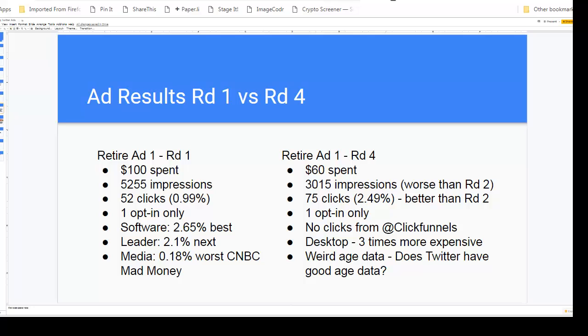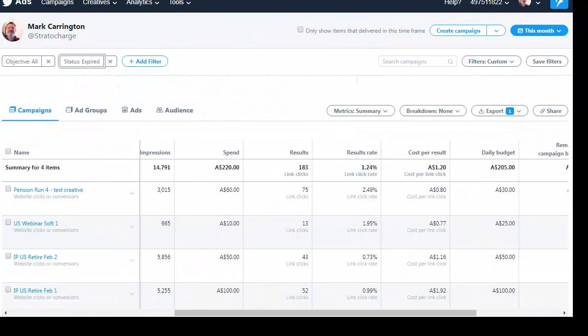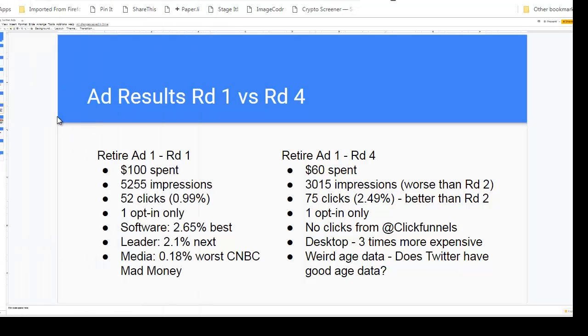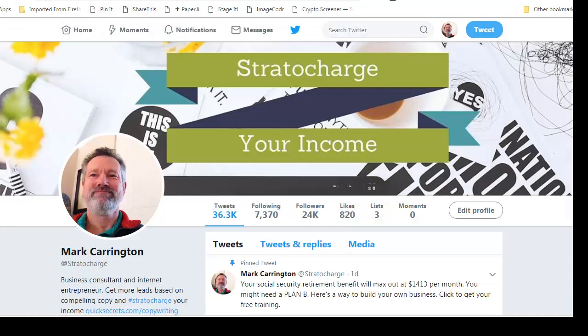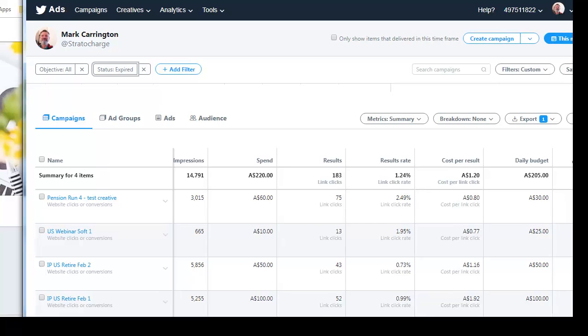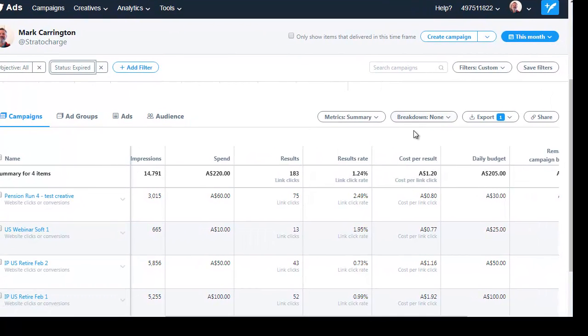And while we're here, I'm just going to bring up the summary of where I am. This is from the Twitter ads. I'm going to show you how to get there. There's my Twitter profile. Just click on your face, and you'll see a button called Twitter Ads. There's also a button called Analytics. Twitter Ads is the button you press to get there. I'm not going to press that now because I've already pressed it. So here we go.